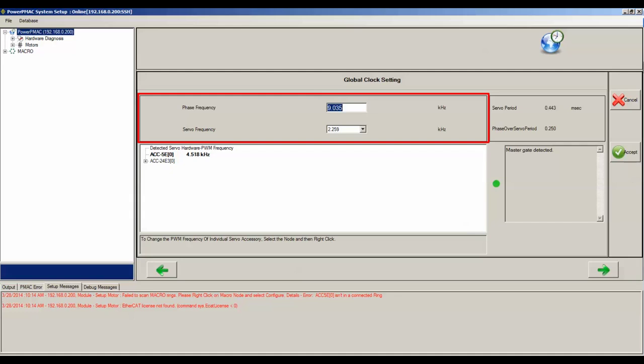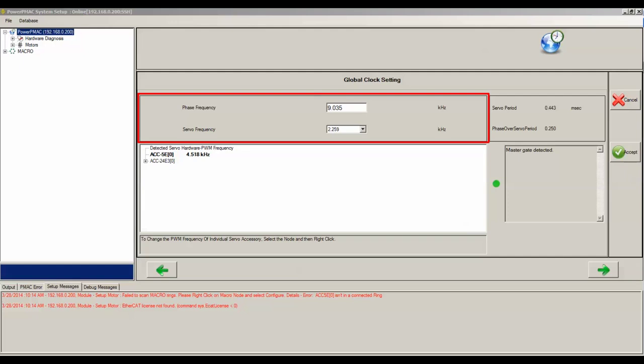Generally speaking, DC brush motors do not require a very high servo rate, since they generally cannot achieve the higher bandwidths of which DC brushless motors are capable. Furthermore, the phase rate is not important specifically for DC brush motors because these motors commutate themselves. As such, there is no need for PMAC to commutate them, and therefore there is no need for a high phase rate if you're only using DC brush motors.